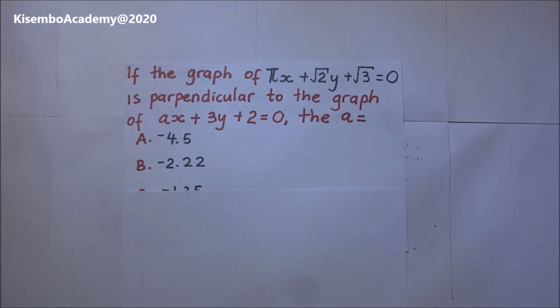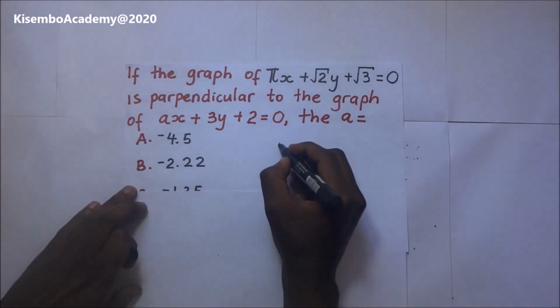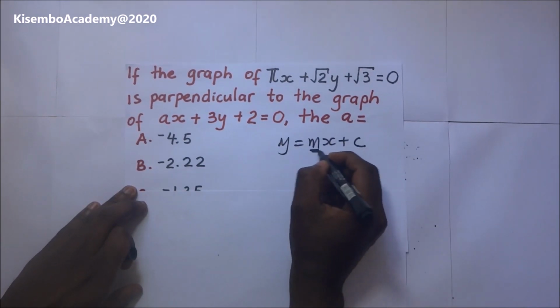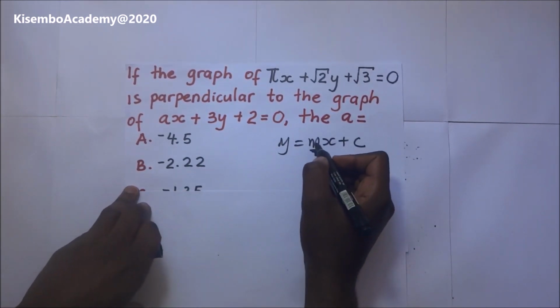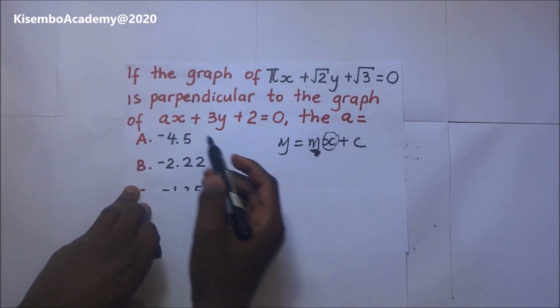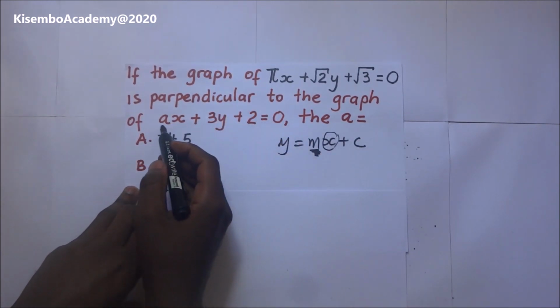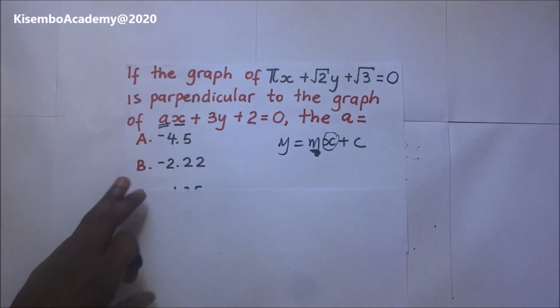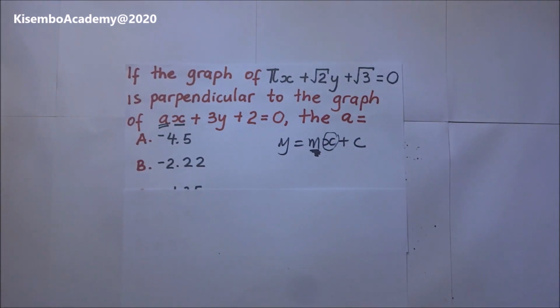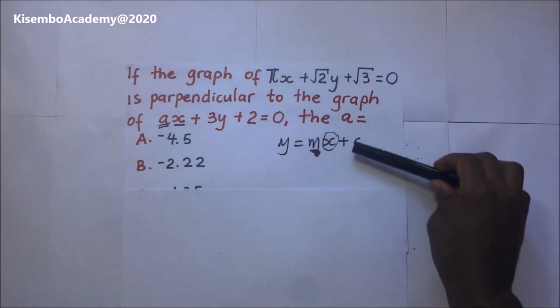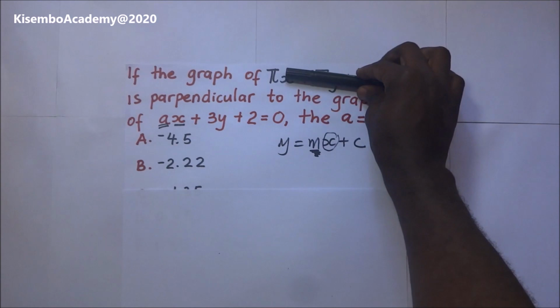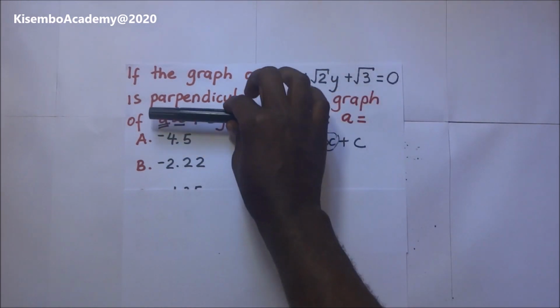Let me write it here. y is equal to mx plus c. The value of m is the gradient and it is the coefficient of x. And when you look at this equation, they are asking us to find the value of a, which is a coefficient of x. So what we are going to do is make this equation look like this one, so that we know the value of m in this equation.